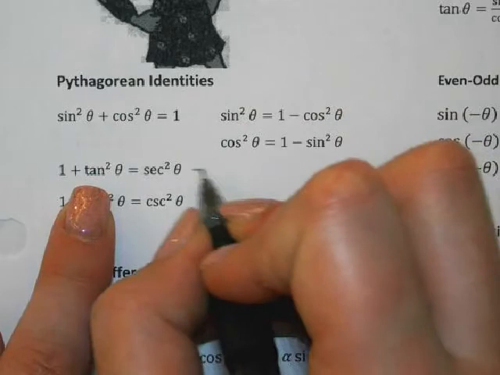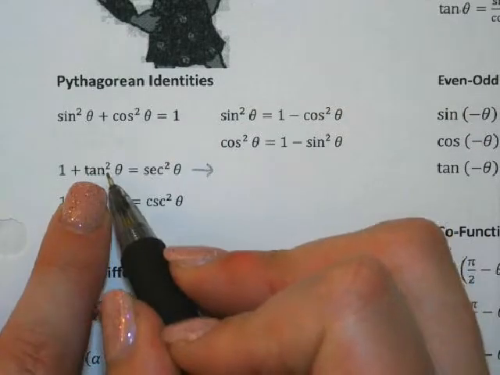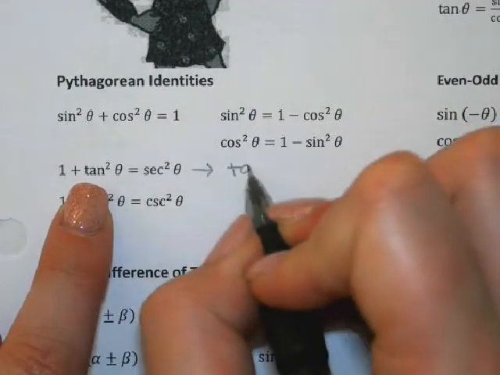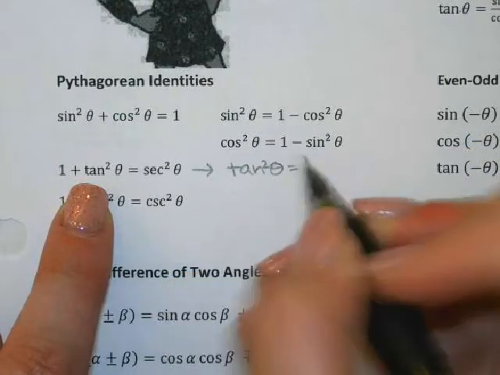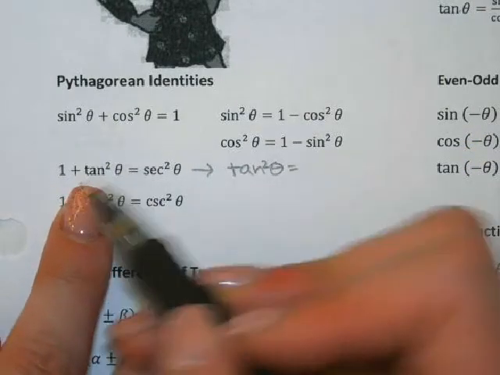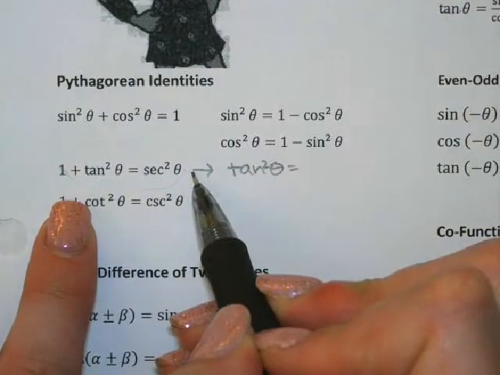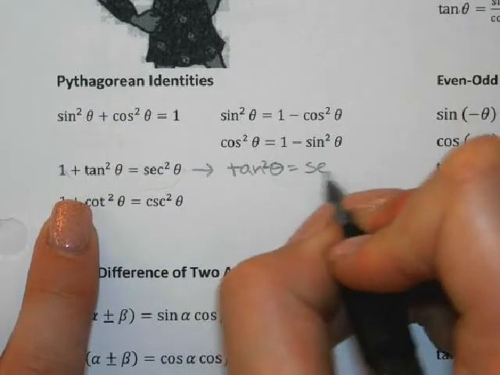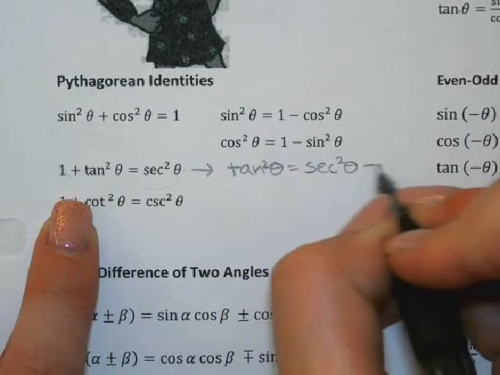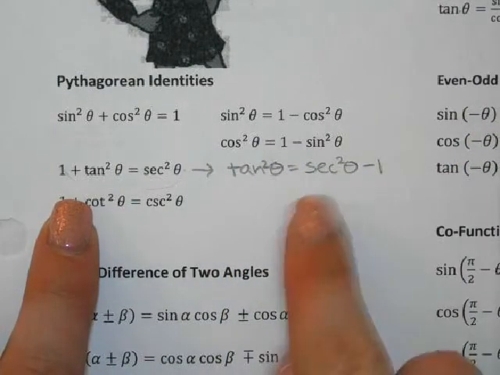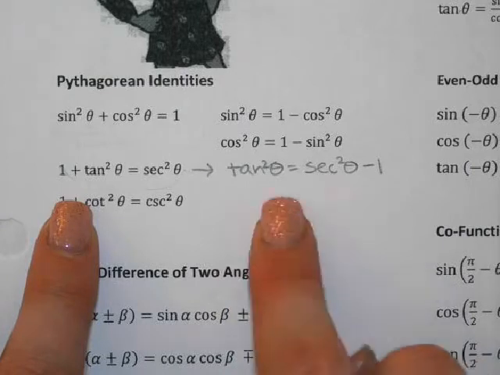So the alternate form for this one would be, I can say tan squared should be all by itself. And the way that I would get it all by itself is if I take this 1 and I minus it over to the other side. So tan squared is the same thing as secant squared minus 1. And then I can go ahead and use this as a substitution.